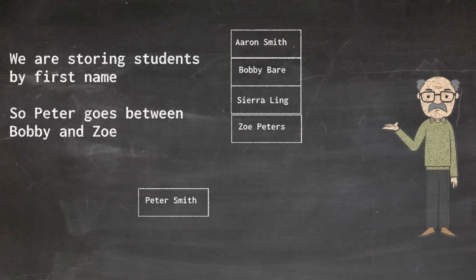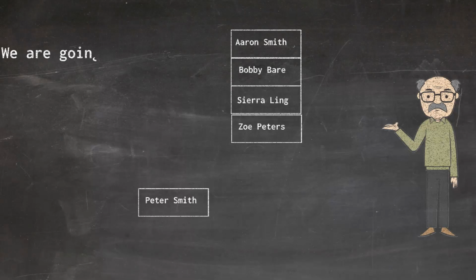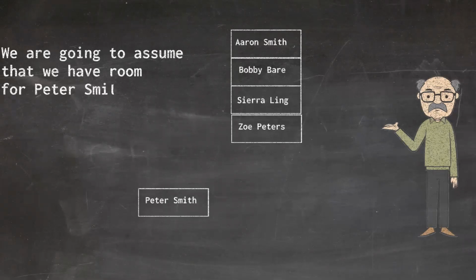In this example, we are storing our students alphabetically by the first name. That means that Peter Smith needs to be inserted between Bobby Bear and Sierra Ling. We need to make sure that our array has room for Peter Smith. In this particular example, let's assume that we do actually have room for Peter Smith, as you can see by the illustrated empty space at the end of the array.